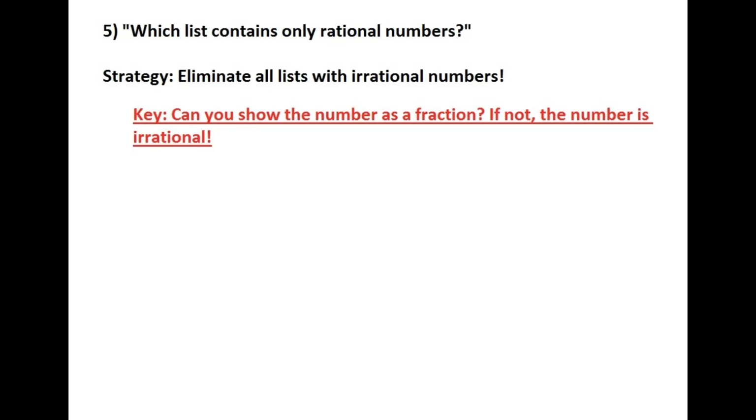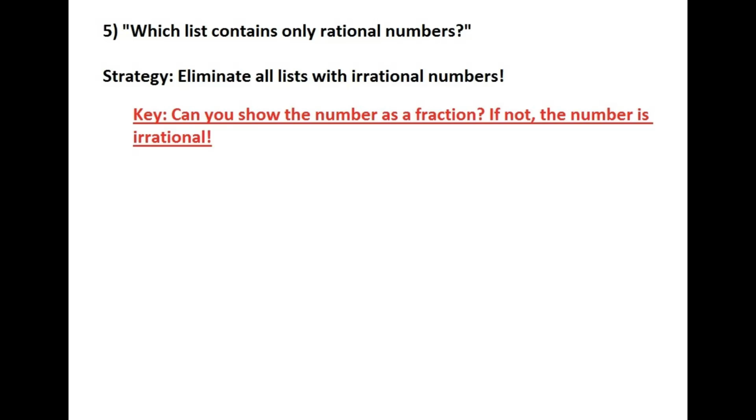The last one here says, which list contains only rational numbers? So what is a rational number? It's any number that can be expressed as a fraction. All right, so our strategy here is to eliminate all the lists and our answers with irrational numbers. That's it. So the key here is, can you show the number as a fraction? If not, the number is irrational. And if you have an irrational number, you can mark that out as a possible answer.